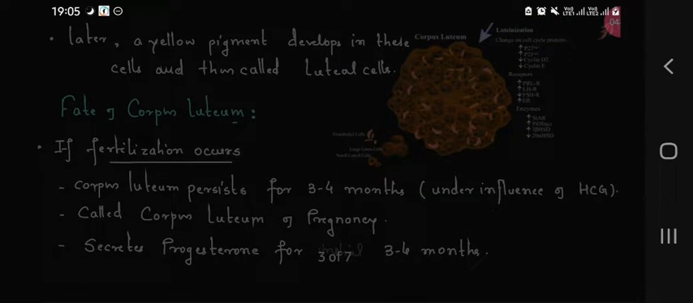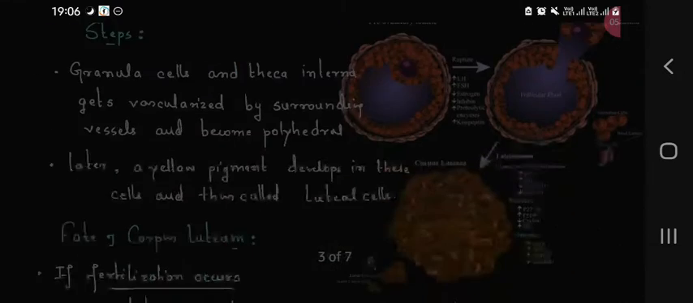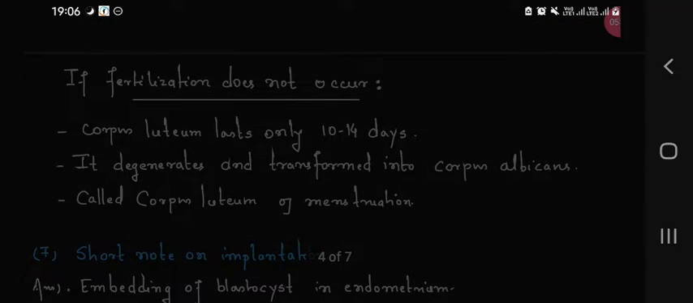Fate of corpus luteum. If fertilization occurs, corpus luteum persists for 3 to 4 months under influence of human chorionic gonadotropin, HCG, called corpus luteum of pregnancy. It secretes progesterone for initial 3 to 4 months. If fertilization does not occur, corpus luteum lasts only 10 to 14 days. It degenerates and is transformed into corpus albicans, a white structure, white scar, called corpus albicans of menstruation.